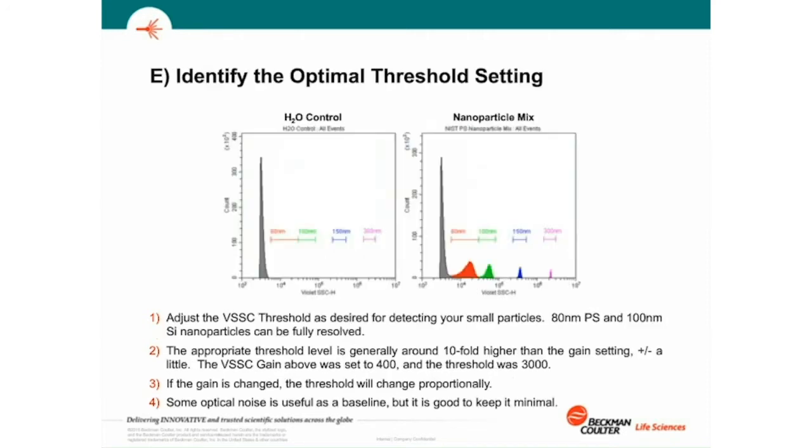In general, the optimal threshold setting is roughly tenfold whatever the gain setting is. So if your gain setting is 400, the optimal threshold is generally around 4,000. In the figures above, I have a gain setting of 400, but the threshold at 3,000. This is one of my preferred settings, but you can see that if you were to adjust the violet side scatter height scale to 4,000, it would be a more optimal setting with less noise.